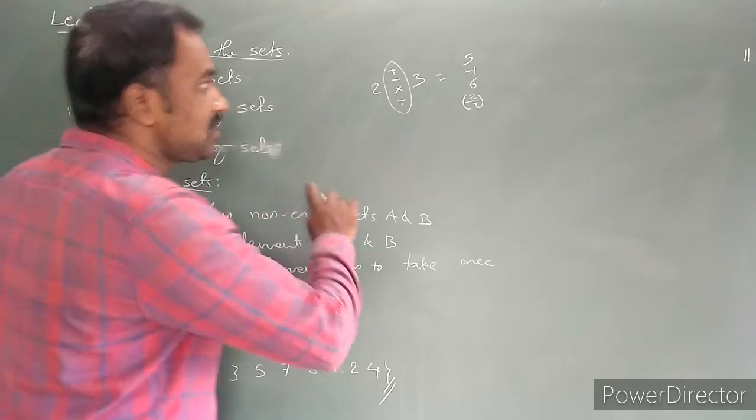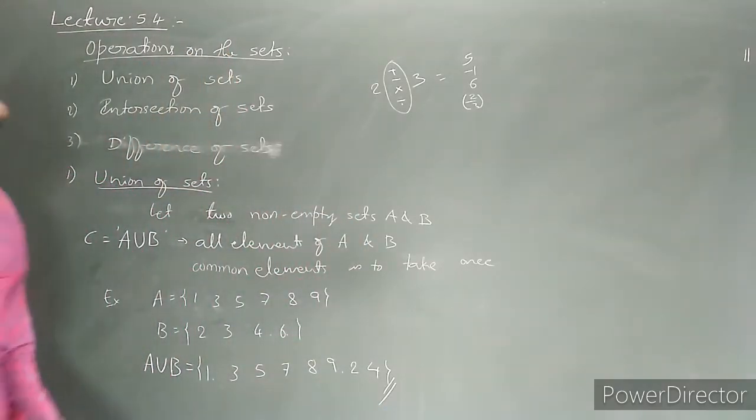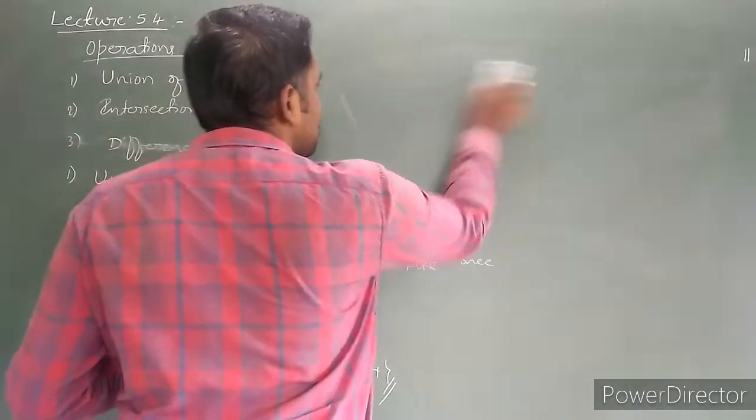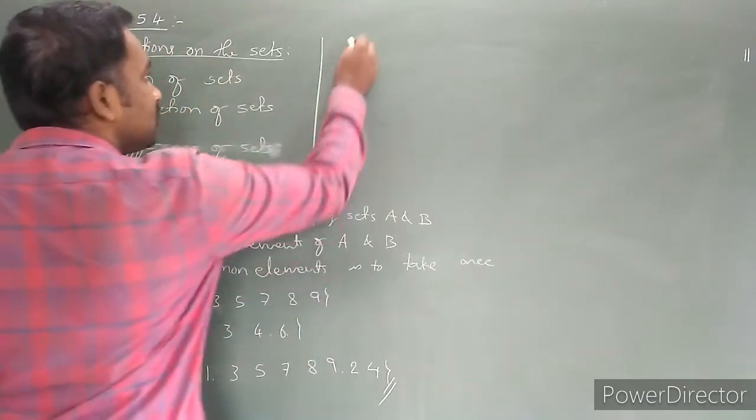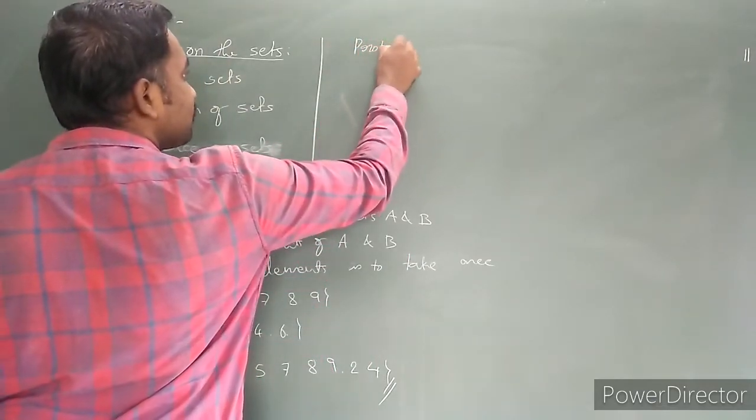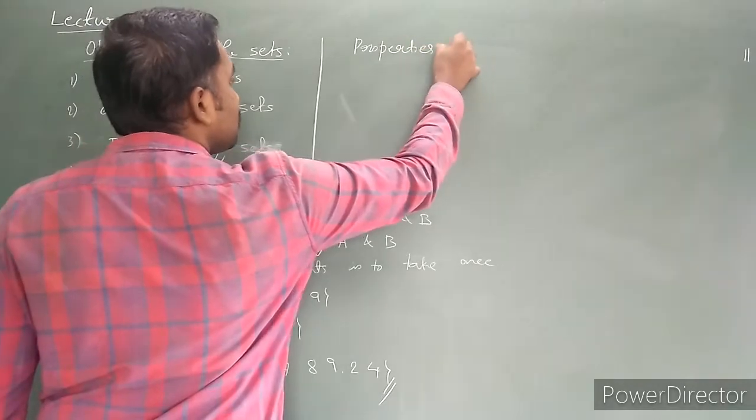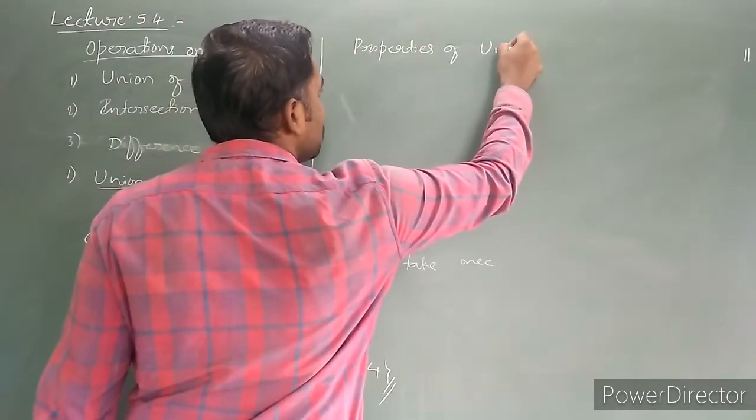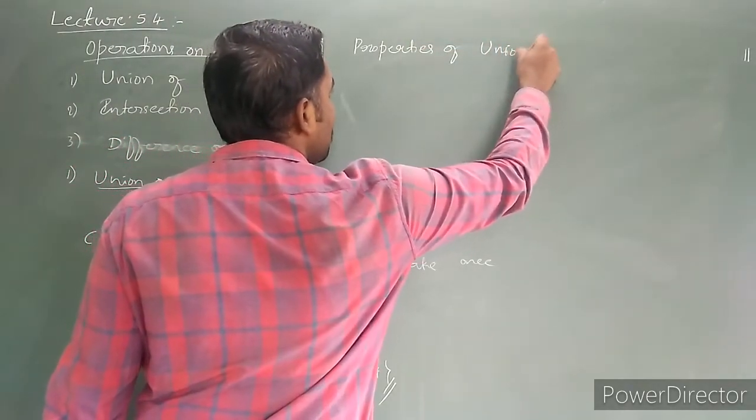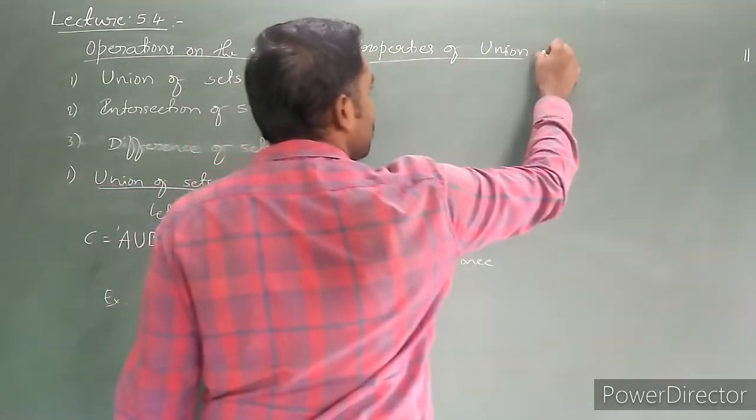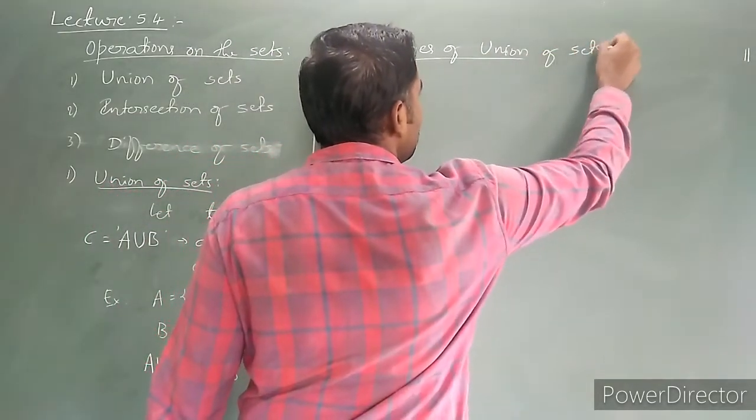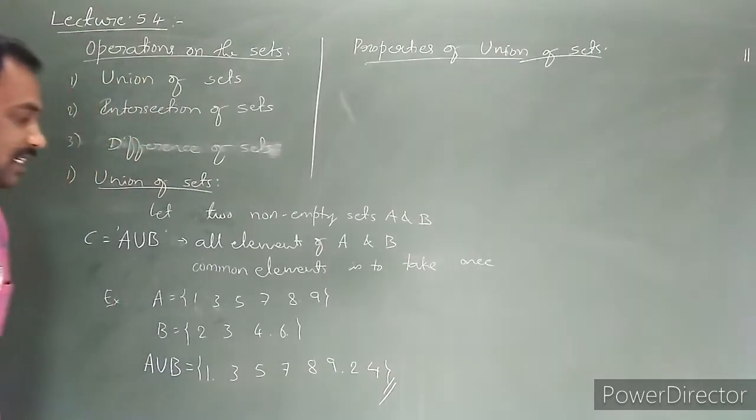Now, the next thing is properties of union of sets. What properties are there?